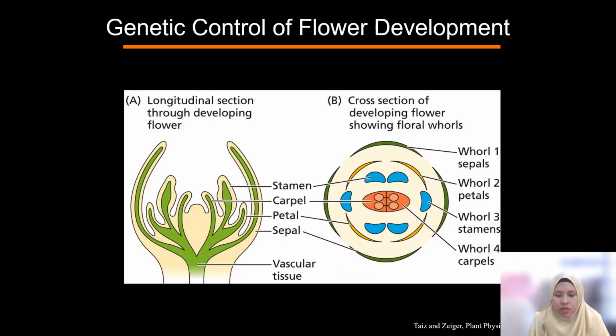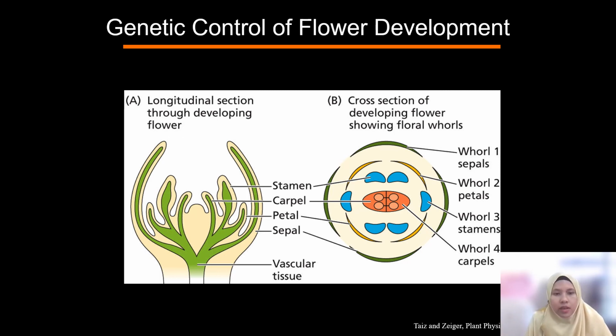Okay, so as I mentioned just now, because this is the cellular basis kan of the plant growth and development, so of course there is a genetic control on the development of the shoot, the development of the root, and tak ketinggalan lah the development of the flower.